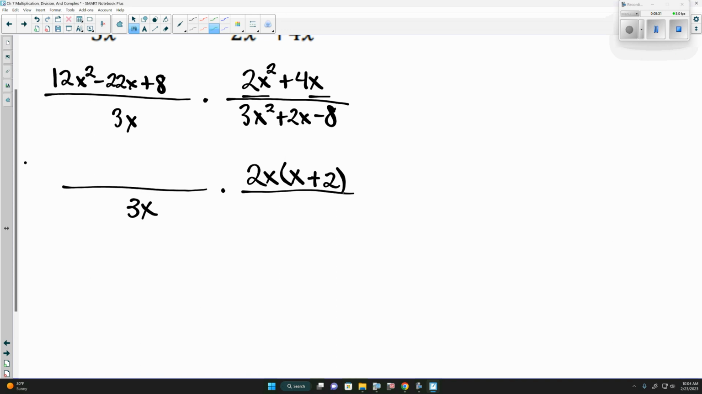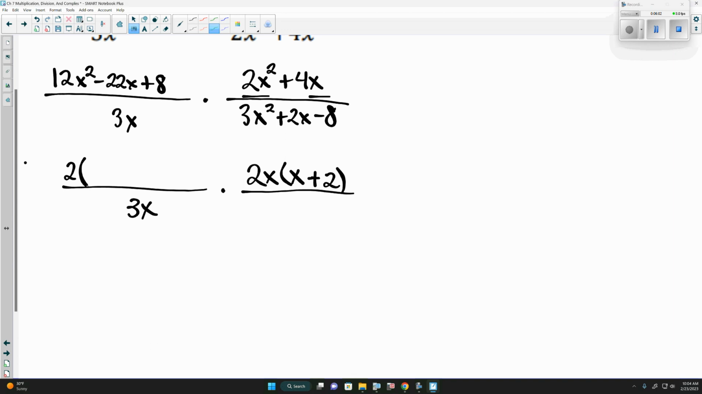So now we need to pick between the 12x squared minus 22x plus 8 and 3x squared plus 2x minus 8. Which one do we want to factor next? 12x squared minus 22x plus 8. Is there a greatest common factor between these three terms? 2. Because we could see if there's a bigger number, but 2 does work.